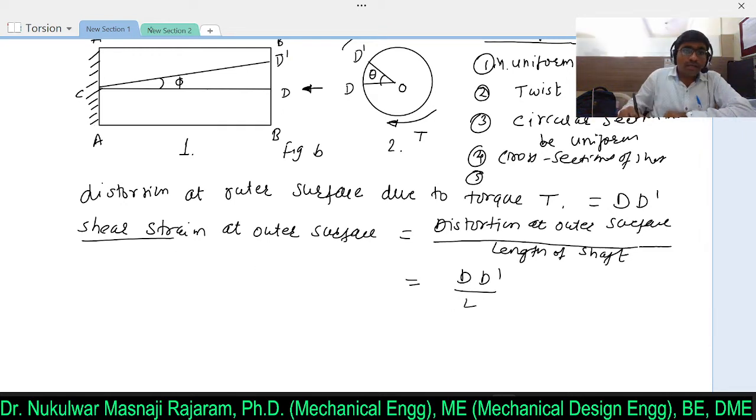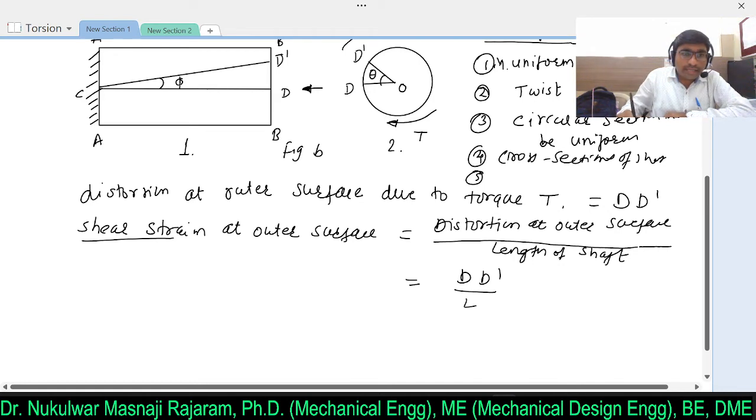Clear? Now from this I can get that if I want to evaluate the tan phi, what is the value of tan phi? If I consider this is a right angle triangle CDD dash, then can I write like this: D dash divided by CD, and instead of CD I can write L. So if you compare these two, then here I can write tan phi.